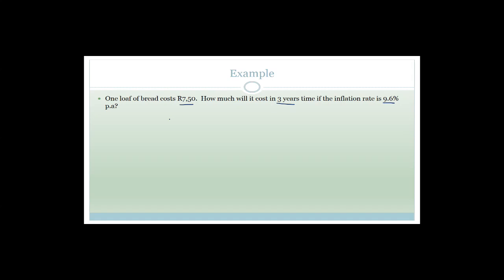So this is so easy. You just use the compound interest formula: A is equal to P(1 + i)^n. Again, you write out your variables: A, P, i, and n. Your principal in this case is the amount that it currently costs, which is R7.50. The i is the interest rate as a decimal, so it's 0.096, and the number of years is 3. It's identical to the normal compound interest formula. You just have to understand that your P in this case is what you're currently paying for your item, or the amount of money that you're receiving as a salary or whatever. So A is equal to R7.50 multiplied by (1 + 0.096) to the power of 3.